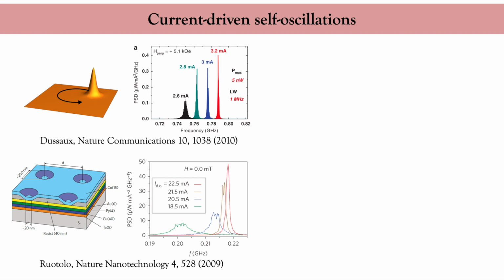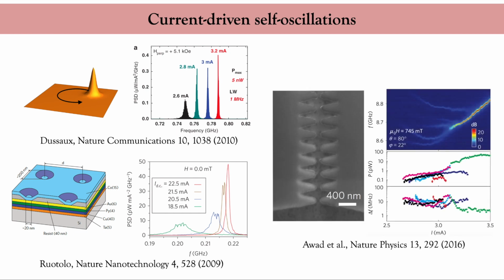Finally, another way to synchronize multiple spin torque oscillators is to take advantage of the spin torque from the spin Hall effect. In this case, the current is injected in the plane, which allows for exciting the oscillators in series. In this diagram, you can see up to 5 oscillators that get synchronized under appropriate conditions.